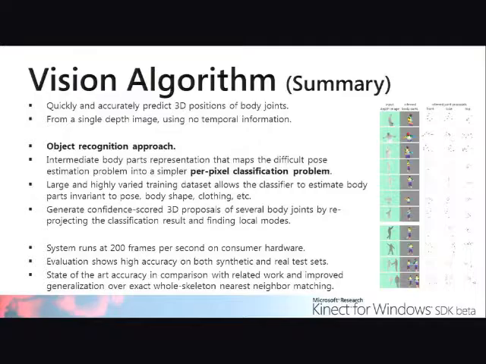Since I'm here at Microsoft Research, I'm meant to understand this stuff. So what you're trying to do is quickly and accurately predict the 3D positions of body joints. That's the essential problem here. You're trying to do this from a single depth image because it's doing it frame by frame. We don't have any temporal information. Yes, I'm interested in gestures at another level, but that's not how the vision algorithm works. It just looks at it single frame by frame.